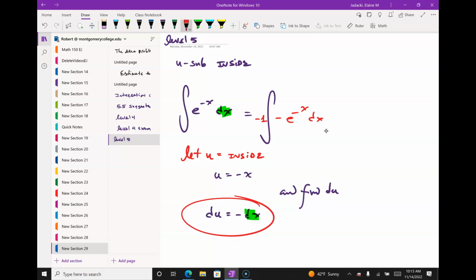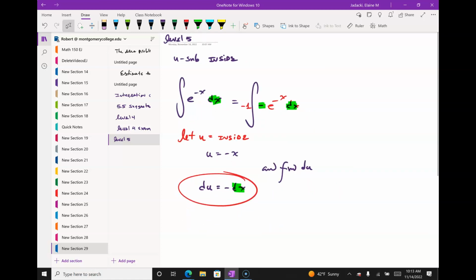So now, look at what I have in green. I have a negative dx. What is that piece? That's du, right? So now I have negative 1 times the integral of e to the u du. And I'm back to level 1. Question?